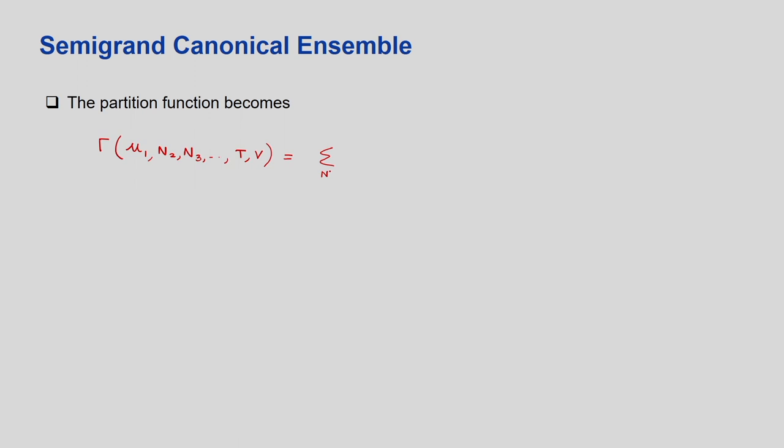It is equal to the summation over all N1, N2, N3 and so on, of e to the power of minus E of the ensemble, which is a function of the numbers of molecules N1, N2, N3 and so on, and also the volume, divided by kT, multiplied by e to the power of N1 mu 1 by kT. Here we are writing only the chemical potential of compound 1, that is mu 1. So you sum over all different values of N1.